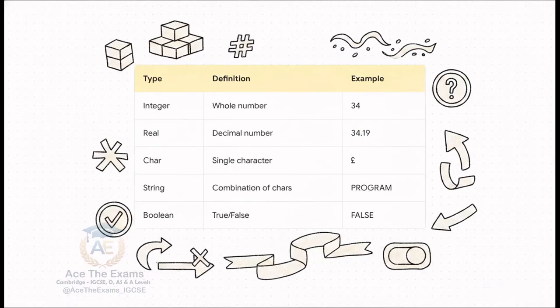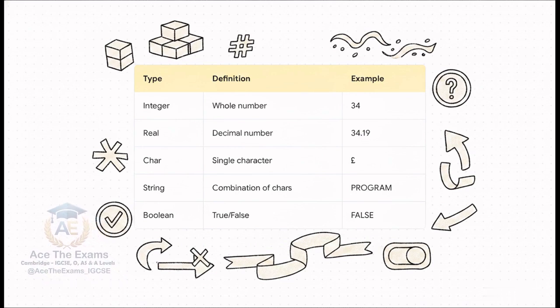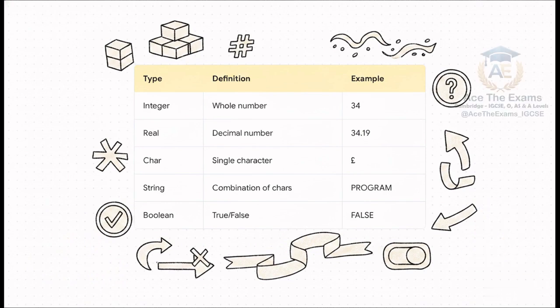Now, what's really interesting about this slide is how practically all the basic data a programmer uses fits neatly into one of these 5 primary categories. You have your integers, which are just whole numbers, positive or negative, like 34. Your reals, or floating points, like 34.19. Then there's char, short for character, which is just a single letter, number, or symbol, maybe a pound sign. String is a combination of characters mashed together, like the entire word program. And finally, Boolean. This is strict binary logic. It only ever returns a true or a false value.